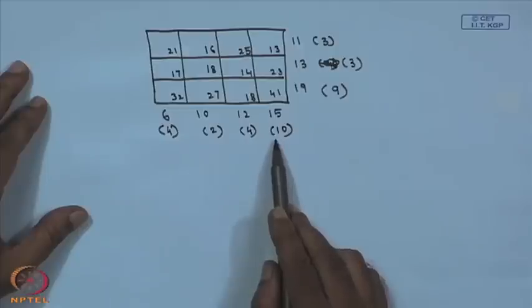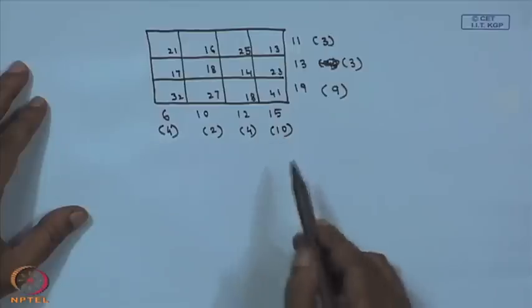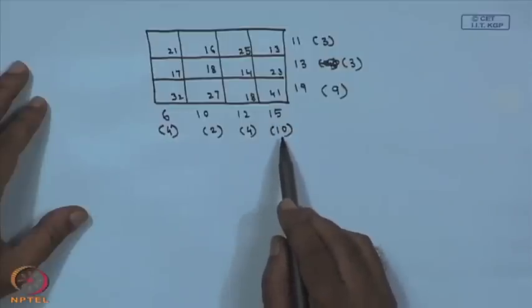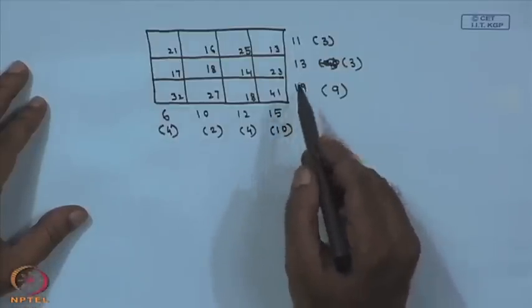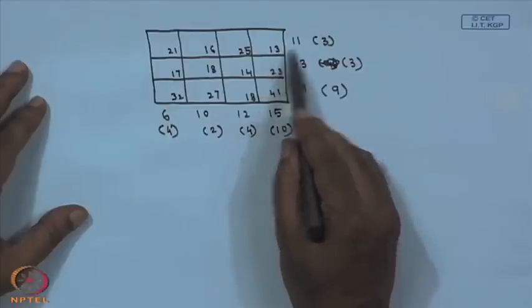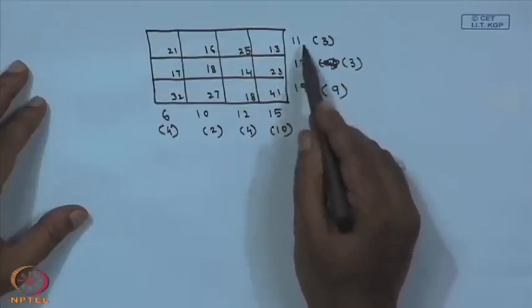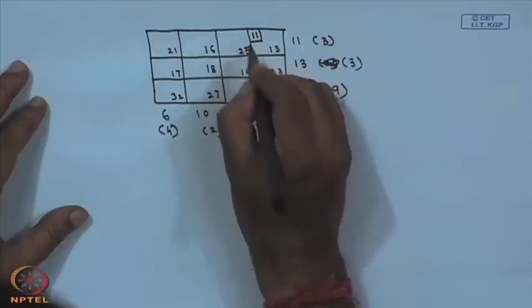So, in this case what will you do? Now, you have to allocate over here, since the maximum penalty of 10 occurs in the fourth column. In the fourth column, you now find out what is the least cost cell. The least cost cell is 13. Availability is 11, demand is 15. So, the minimum of these two is 11. So, you can allocate 11 over here.